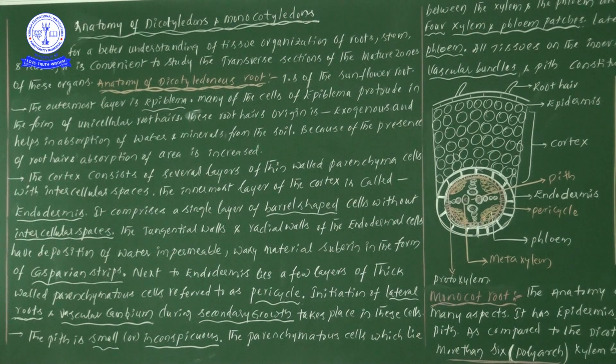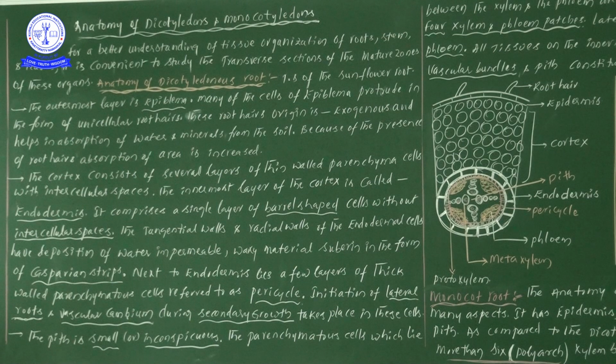Next one, the second layer, just below the epidermis or just below the epiblema. What layer can we find? The cortex is the second layer, present beneath the epidermis. This cortex consists of several layers of thin walled parenchymatous cells. So what cells are present in the cortex? Several layers are there.